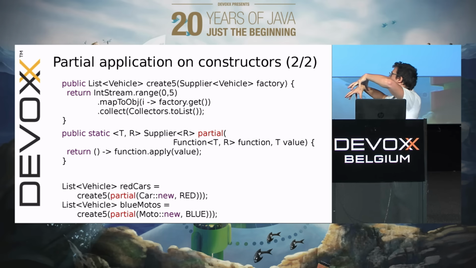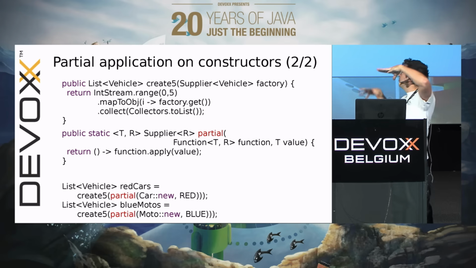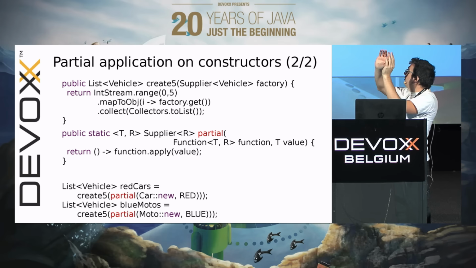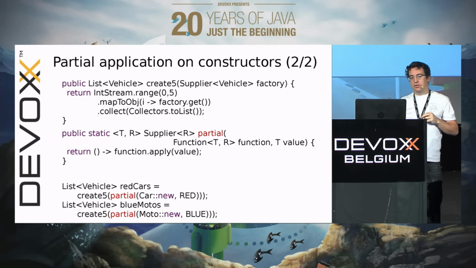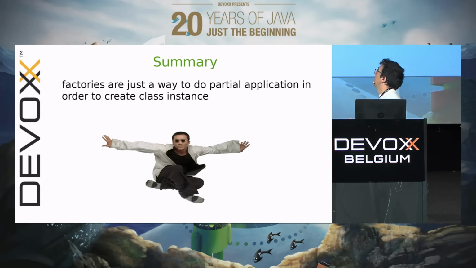The idea is to say if I want to create a car which is red, I can decompose it. I have the constructor and I have the value. And I will just create from a function and a value something which is a function that takes no parameter and returns the result of the call of the constructor with the value. It's just partial application. Basically, all the factories you are writing are just a way to implement partial application. You just re-implement it every time, but it's just partial application.